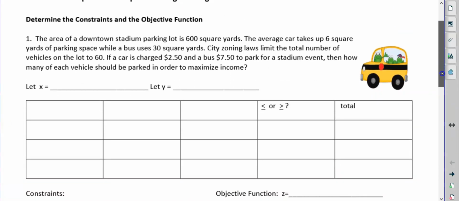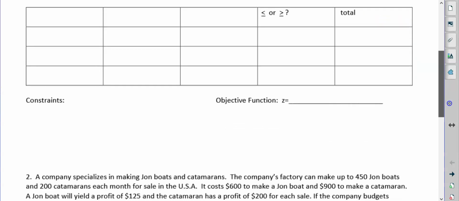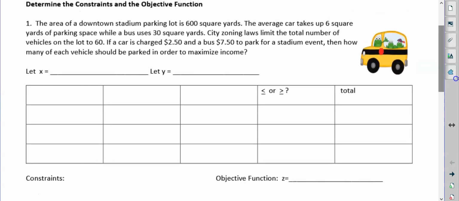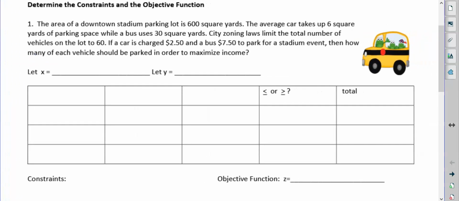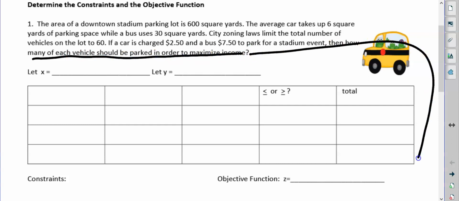Setting up the problems. Okay. This is just the first step. So all we're doing is this. We're not graphing. We're just looking at this. So what I always suggest is work backwards. It says how many of each vehicle should be parked in order to maximize income. This is what's going to tell us what to put here.